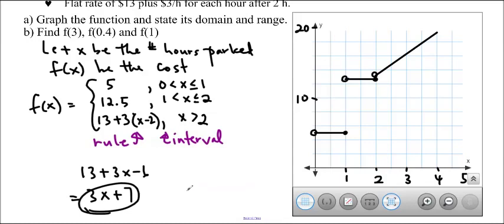If you're having difficulty figuring out what exactly that line should look like, draw in the whole thing and then erase the parts that you don't need, because we know we only want from x greater than 2. Okay, so that's what the graph looks like, and you can see what the domain and the range are going to look like.